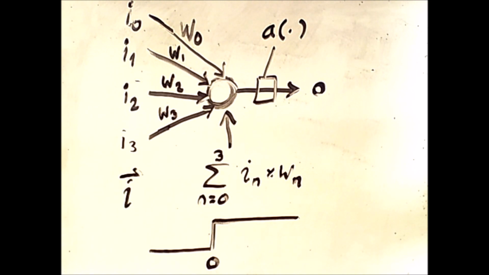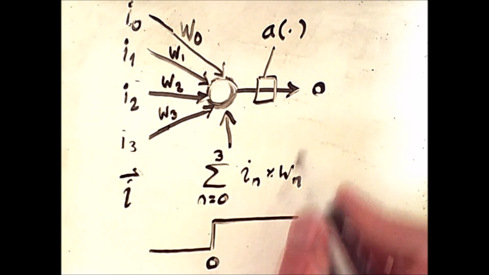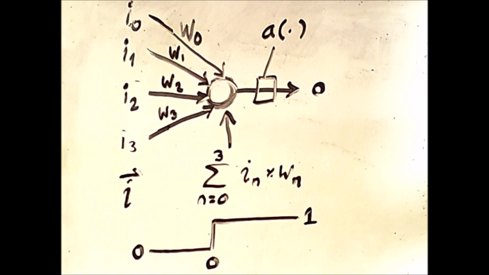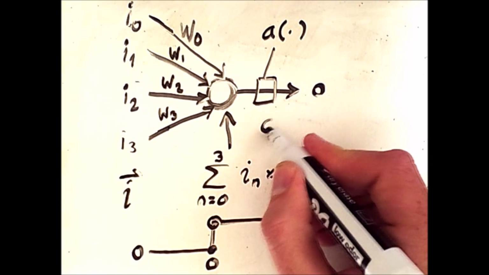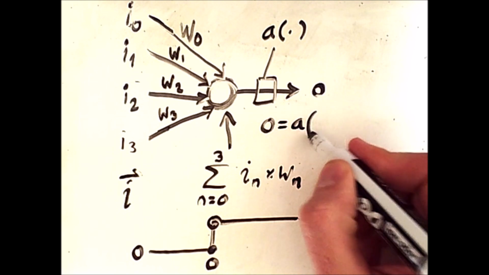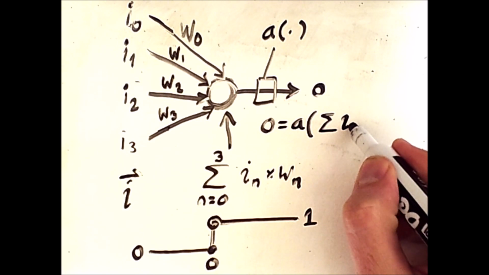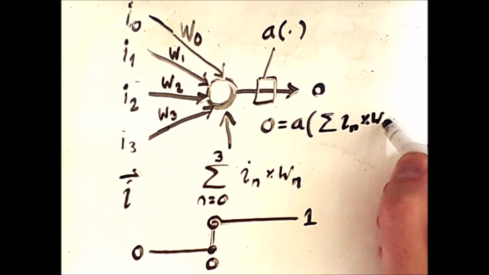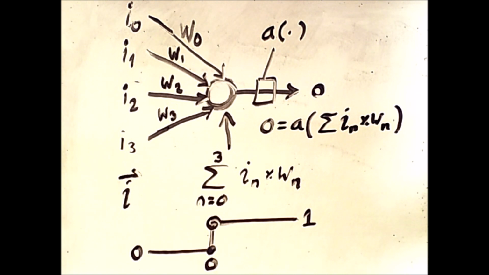So in other words, if this sum is less than 0, then the output here will also be 0. But if this sum is greater than 0, we will output 1. And typically, an actual output of 0 will be on the 0 side, so this is an open gap there. So this output equals the activation function applied to the sum over the different inputs and weights.